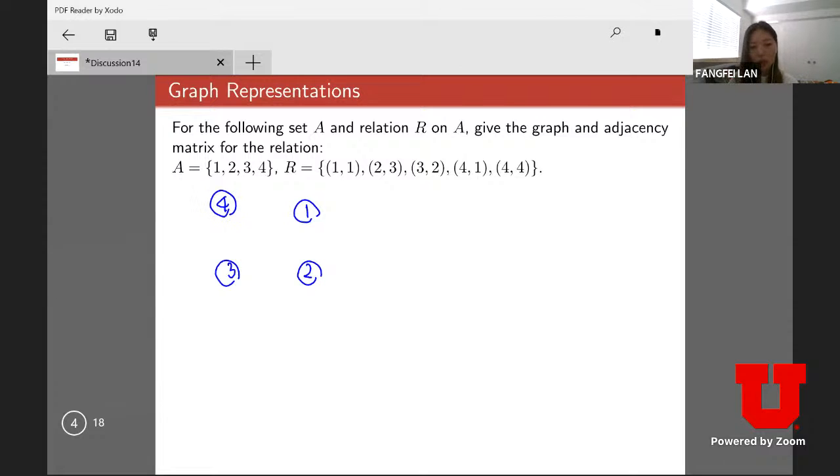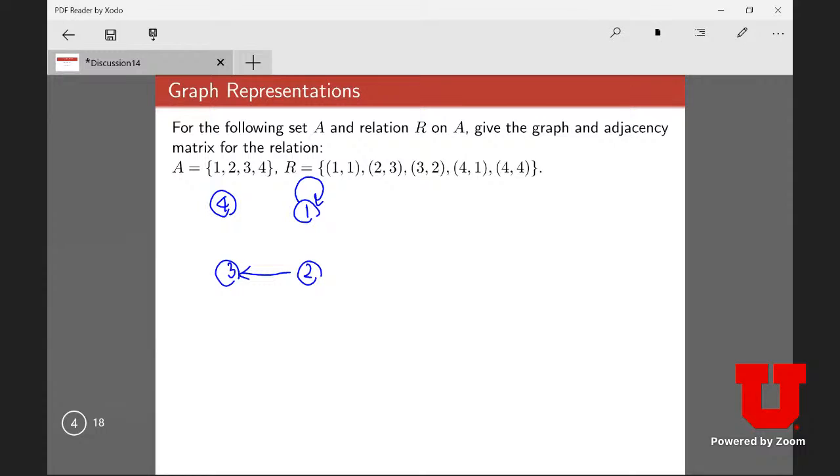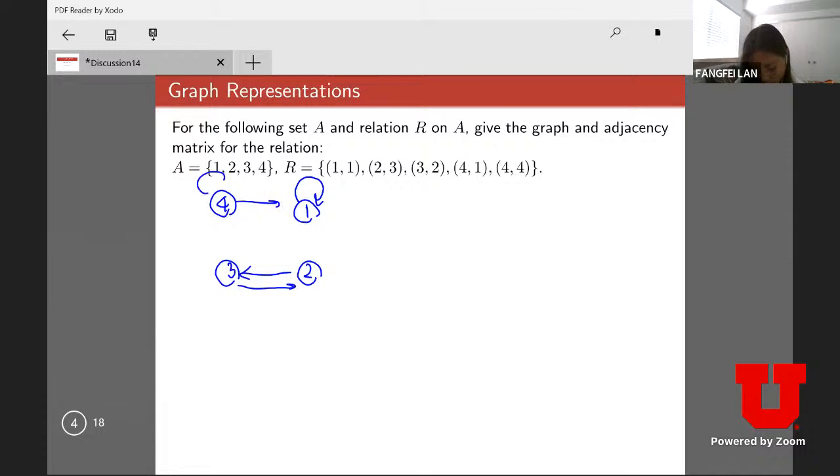So 1, what does the edge look like? Just goes to itself. 2, 3. We have 2 to 3. Goes from 2 to 3. Yep, exactly. Okay, 3 to 2. Goes backwards. 4 to 1, like this, and then 4 to 4 with itself.